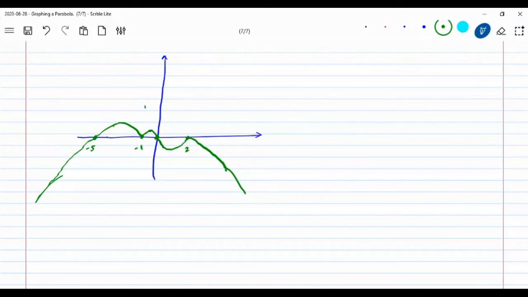I hope this is clear enough. This is enough example for this subject. And I'm going to stop at this point.